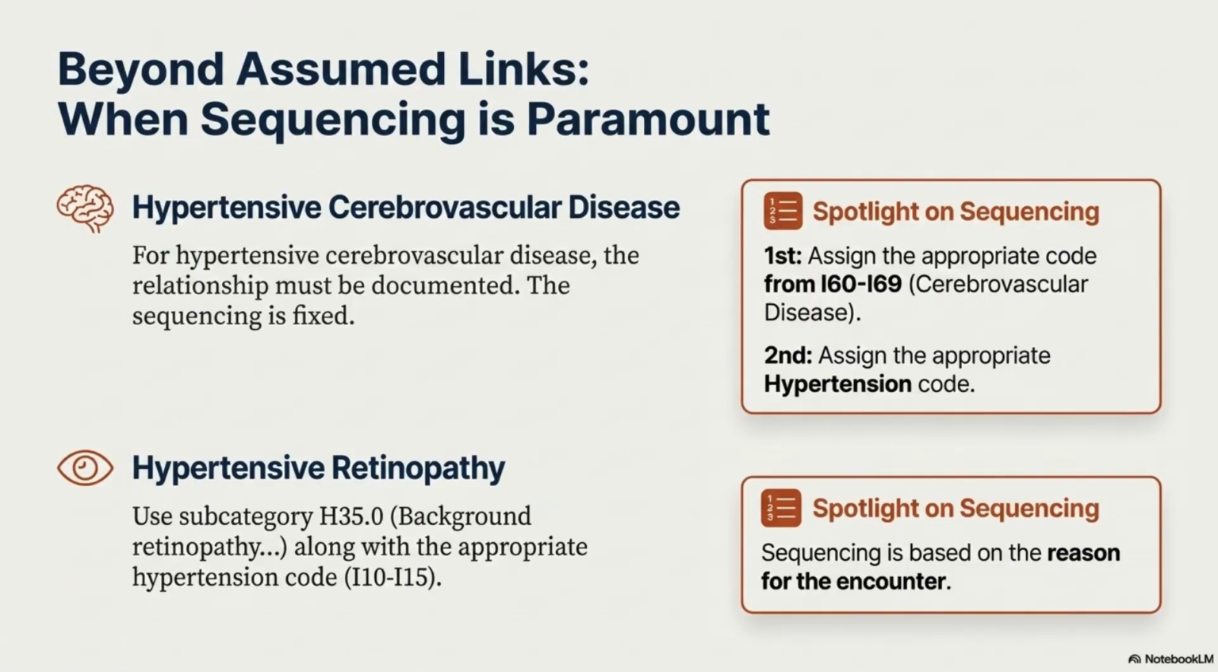For hypertensive cerebrovascular disease, the relationship is not assumed. You need documentation linking hypertension to the cerebrovascular condition. The sequencing: first, cerebrovascular disease, I60-I69, followed by the hypertension ICD-10 code. For hypertensive retinopathy, use H35.0 with the appropriate hypertension diagnosis code. Sequencing depends on the reason for the encounter.